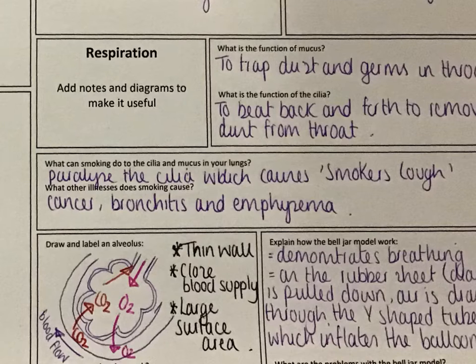What other illnesses does smoking cause? Well, it can cause cancer, one of the main ones. It can cause bronchitis and emphysema. And if you remember, emphysema is the breakdown of our alveoli. It breaks down the walls of our alveoli and they lose their elasticity, so their surface area decreases rapidly. So someone with emphysema would have shortness of breath.